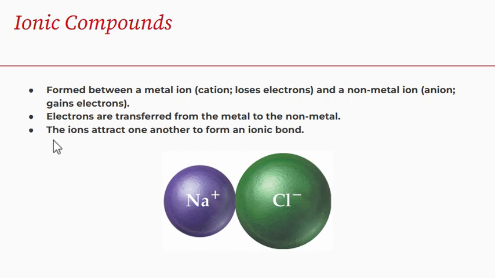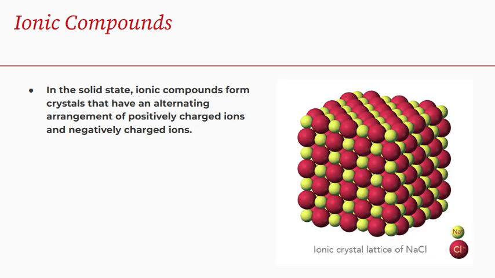That is what attracts. The ions are then attracted to each other because one's positive and one's negative now, to form an ionic bond. In a solid state, ionic compounds form crystals that have an alternating arrangement of positively charged ions and negatively charged ions. So you can see here, this is the crystal lattice of NaCl. They are hard, brittle, and have high melting points.